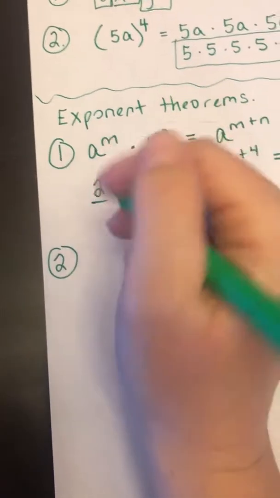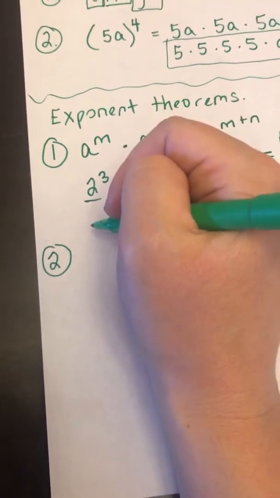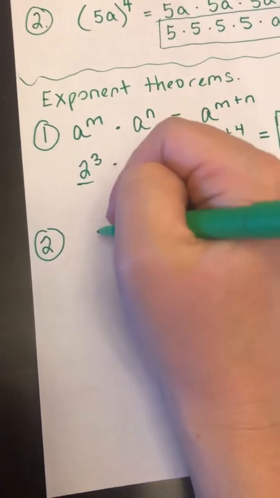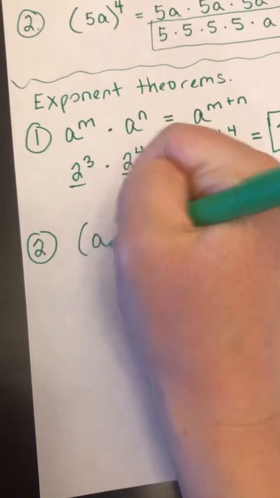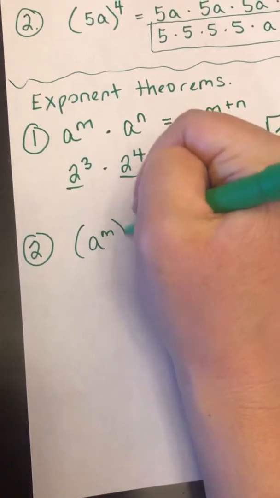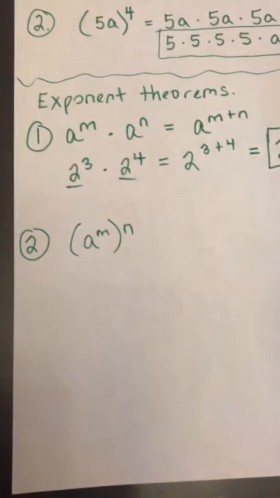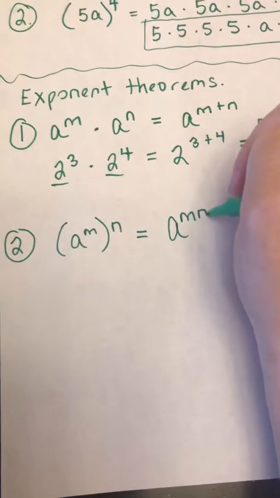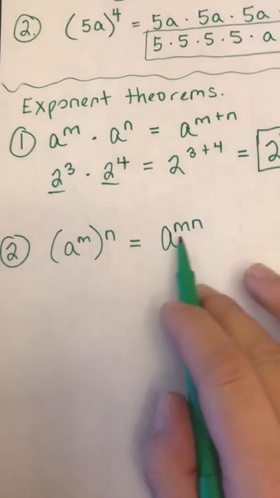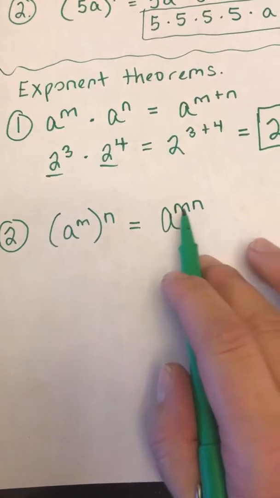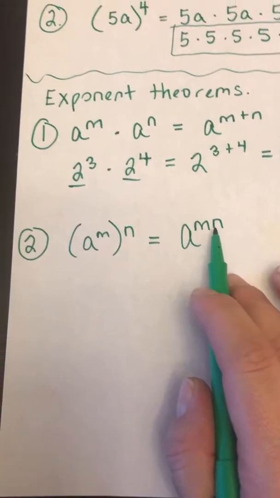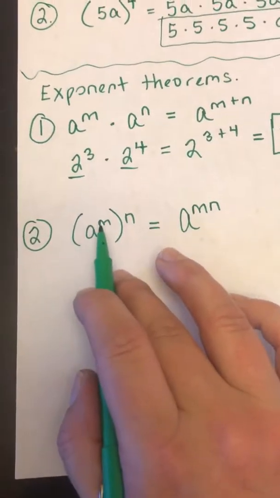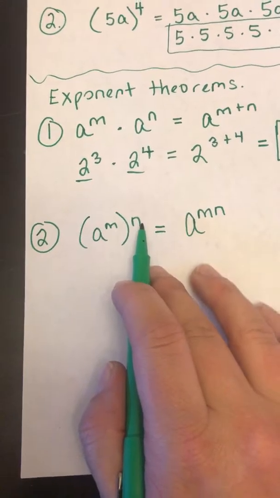The second theorem says if we have a base to the mth power and all of that to the nth power, all we have to do is multiply m times n. So make sure you remember that when a letter is right next to another letter, that means multiplication. So all we're going to do is multiply our exponents.